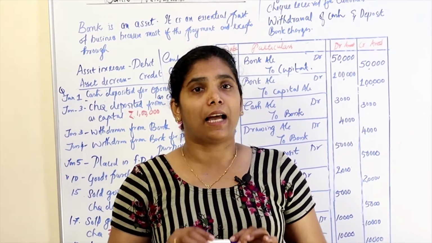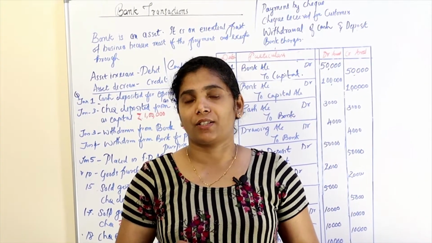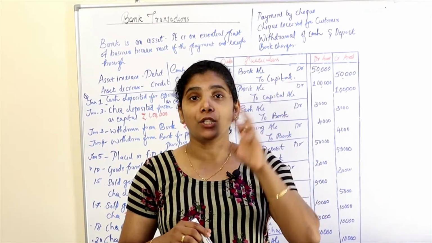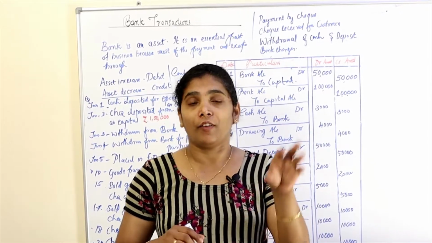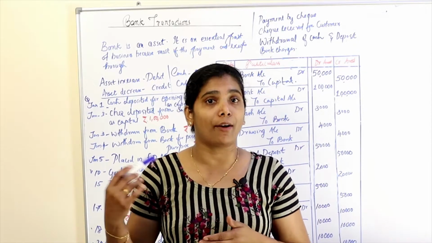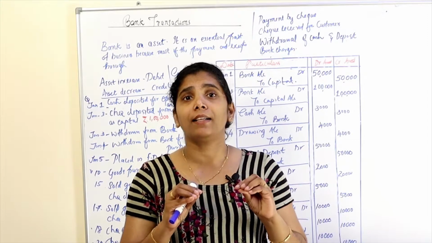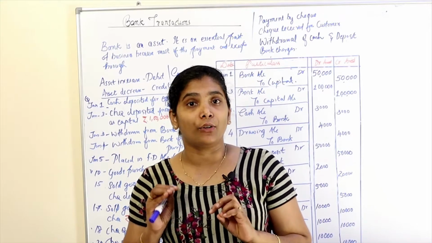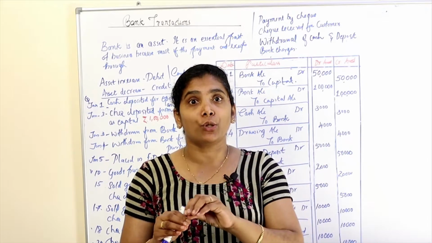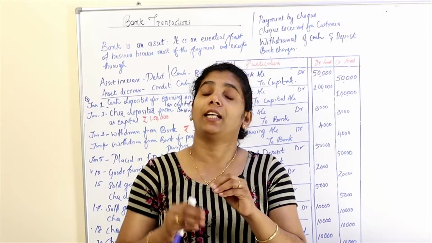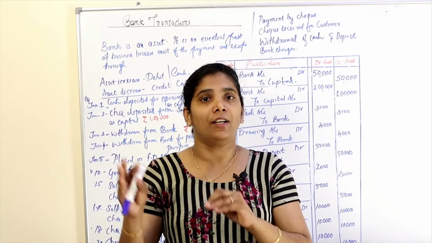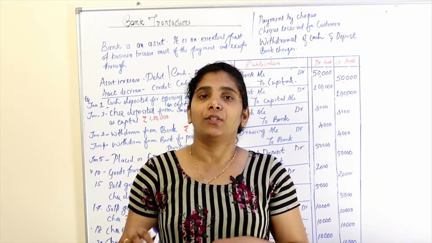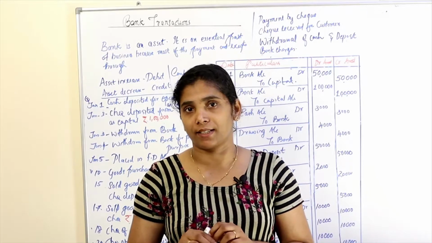So in this class I am going to explain what bank transactions are. In my last video I explained cash transactions. There, when cash is coming into the business, we have to debit it. When cash is going out from the business, we have to credit it. Same like when bank is increasing, you have to debit it. When bank is decreasing, you have to credit it. So this is the basic for bank transactions.